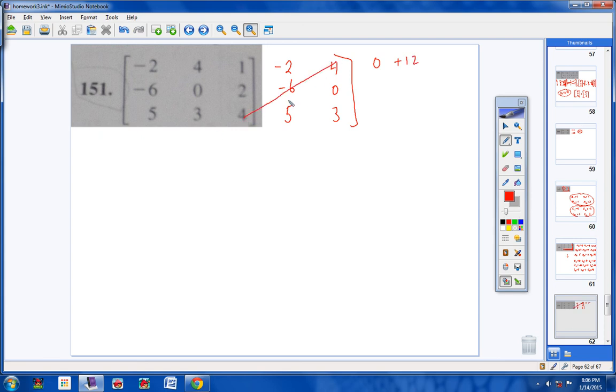Multiply these together and you will get 96, I believe, 16. 96, you get a negative 96. So I'm going to put a positive 96. Now when you multiply down, you do not change the sign.